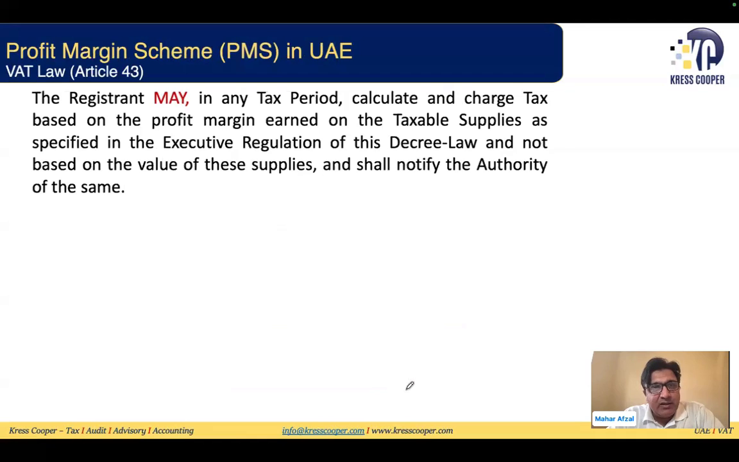Law says, this is Article 43 of the law: the registrant may in any tax period calculate and charge tax based on the profit margin earned. May, first of all, this is important. Law says may, so this is not compulsion for you; this is an optional scheme. Calculate and charge tax based upon the profit margin earned on the taxable supplies as specified in the executive regulation, not based on the value of these supplies, and shall notify the authority. So this is the law.